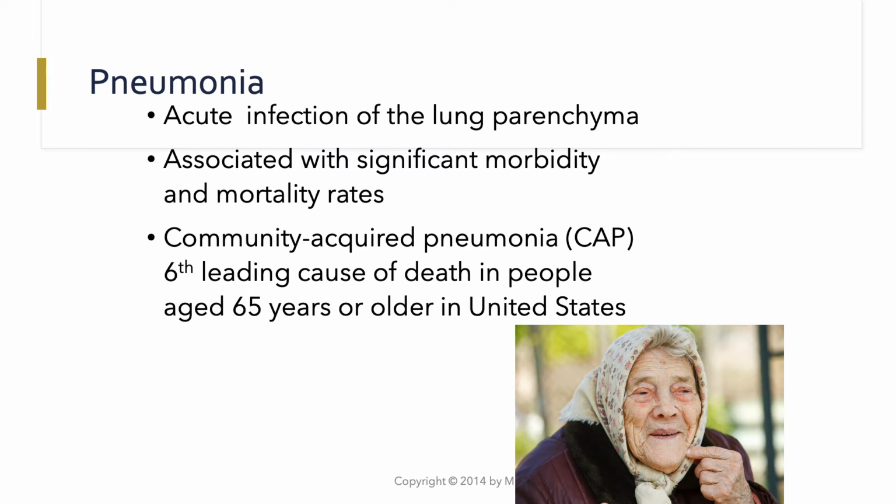So, for instance, people whose immune systems are injured by disease or by treatments, for instance, chemotherapy patients, will sometimes develop pneumonia, and it's actually the pneumonia that kills them and not the underlying disease process.